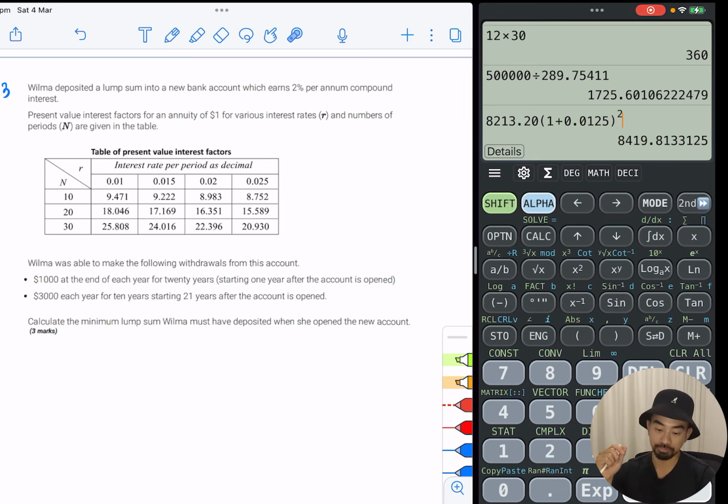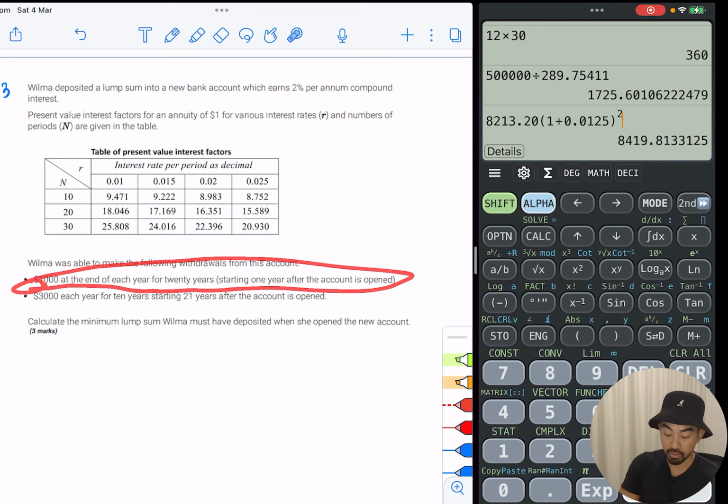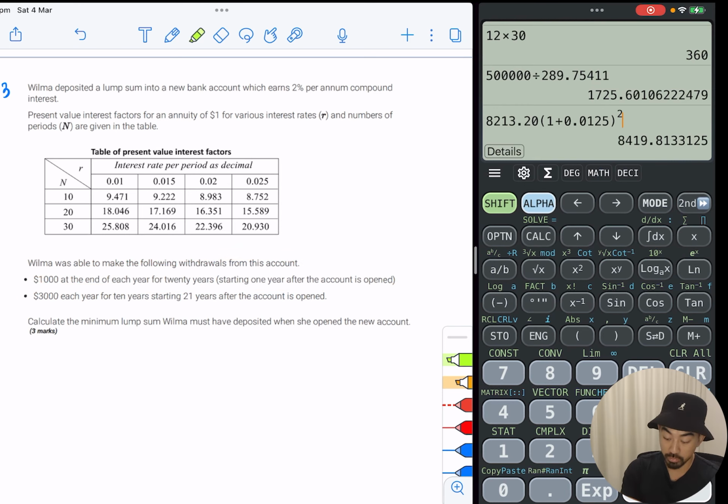Okay, so here we're trying to work out basically what she needs to put in order to be able to take this money out. Okay, so first things first, let's deal with this one. So she wants to have $1,000 each year for 20 years. Okay, so let's deal with that. And it's all going to be 2% compound interest, 2% per annum. So in this first scenario, let's just call this scenario 1.